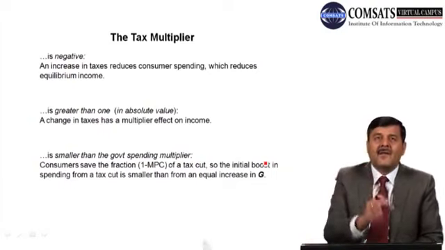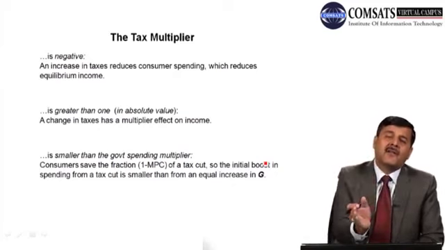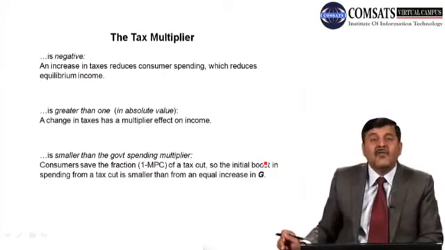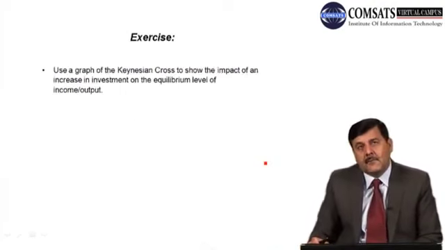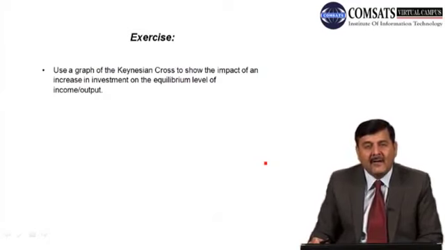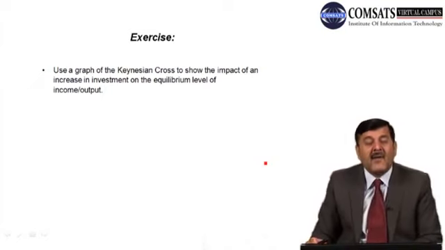So that is the reason we can say that the change in income due to a change in government purchases is larger than the change in income due to a change in taxes. Now there is an exercise for you. Please look at this slide, try to solve it, otherwise we can discuss it next time. And what is the exercise? You are supposed to use a graph of the Keynesian cross to show the impact of an increase in investment on the equilibrium level of income and output.